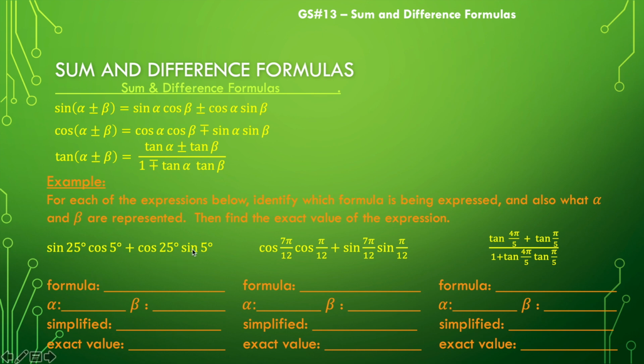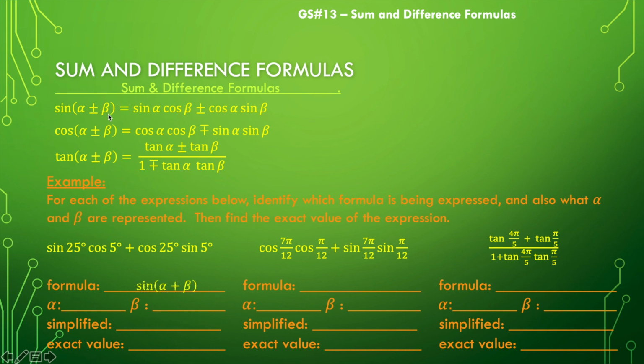When I'm looking at this first example, sine of 25 degrees times the cosine of 5 degrees plus the cosine of 25 degrees times the sine of 5 degrees, I'm looking for a sine cosine plus cosine sine. Okay, and so this is definitely not a tangent of a sum or difference or a cosine of sum or difference. It's definitely going to be a sine of a sum. Okay, we know it's a sum because these signs match.